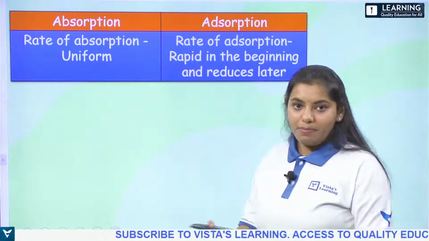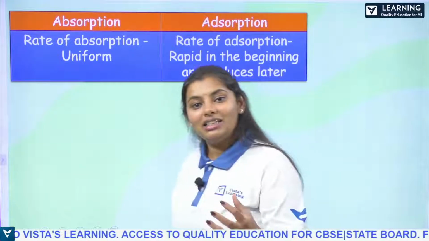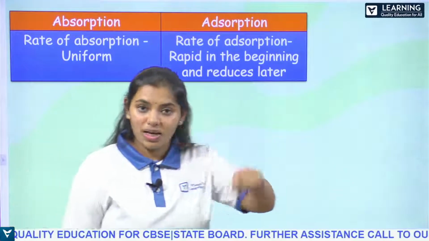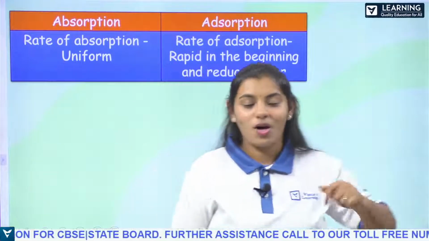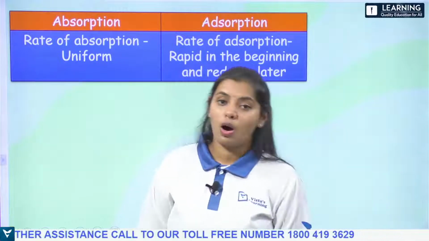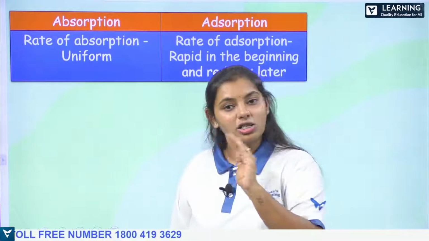Basically, the rate of absorption is uniform. We can calculate the rate of absorption, it's very uniform. Mixing sugar and water, right? It's solution formation, whatever we saw. Once we mix it, we can see the sugar is being distributed uniformly throughout the water. So that basically is the rate of absorption, and it is uniform.